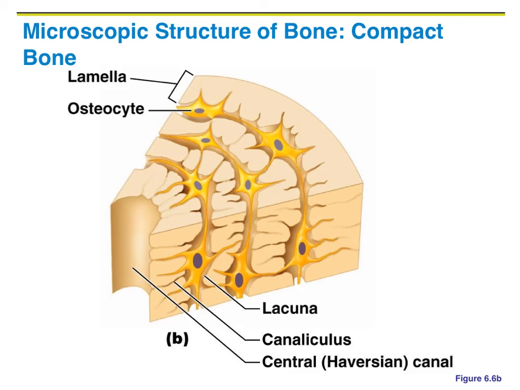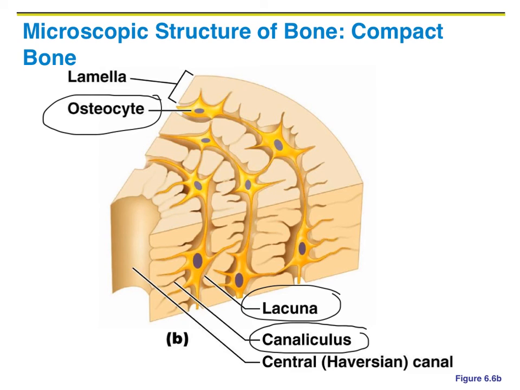Osteoblasts are immature cells that secrete the matrix. They become trapped in the matrix and become mature bone cells known as osteocytes. Osteocytes lie in pits or openings known as lacuna. Lacuna is singular, lacunae is plural. Small canals that radiate from the central canal to provide nutrients to the osteocytes are known as canaliculi. Canaliculus is singular.